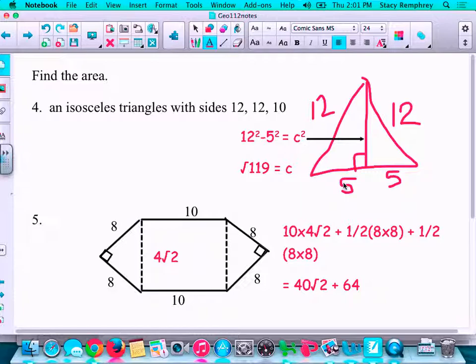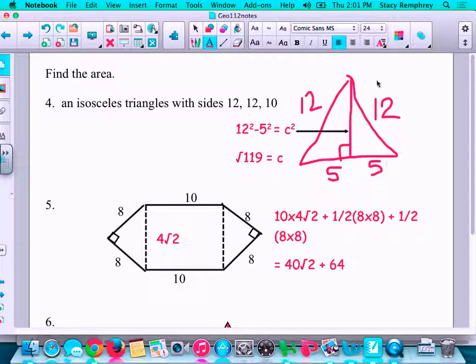For the isosceles triangle, I drew an isosceles triangle. This doesn't have any special angles that I know of, so I used the Pythagorean theorem here to figure out what the height of the triangle was. And apparently I didn't solve this one. So the area of this triangle will be 1/2 the base, which was 10, that's where I drew the height to, times the height. And so your area is going to be 5 root 119.